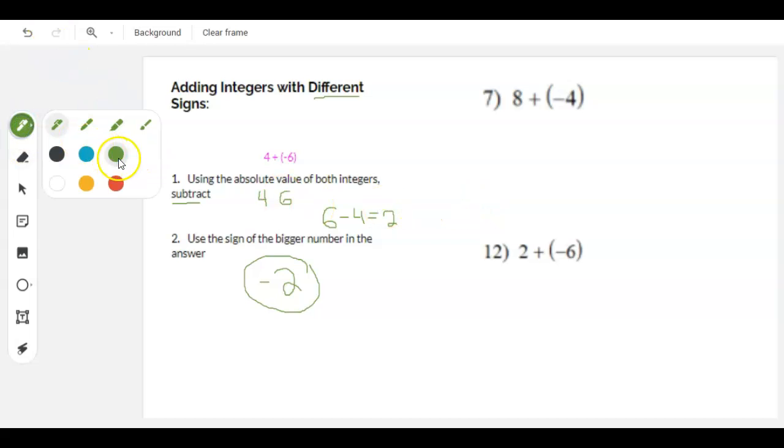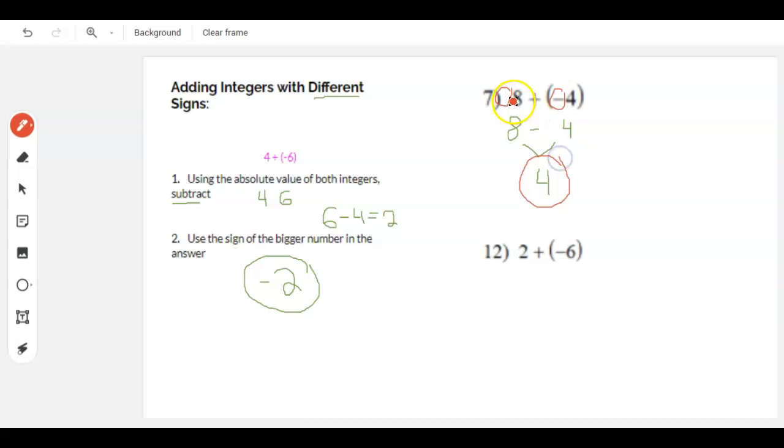All right, let's go ahead and try it out. I noticed that they are different integers and they're being added, so I'll have to do a subtraction. So I know I have 8, and the absolute value of -4 is just 4. So they're already in the right order. 8 minus 4 is 4. And then let's see what signs I have. This doesn't have one, so it's positive. This is negative. 8 is the bigger absolute value, so it'll stay positive like the 8 was.